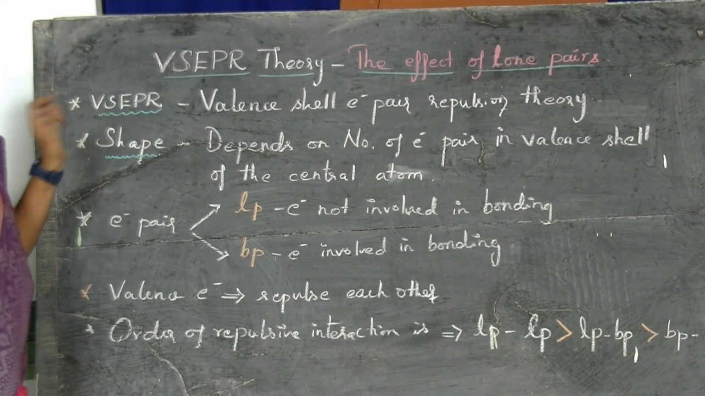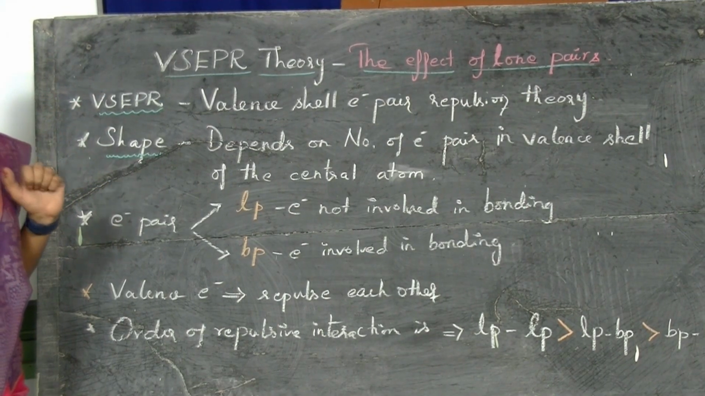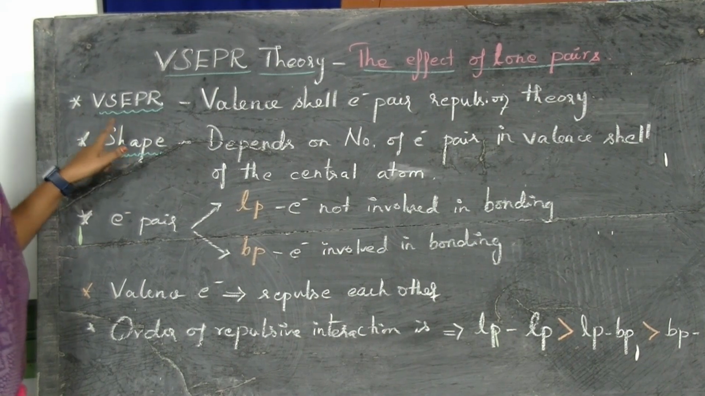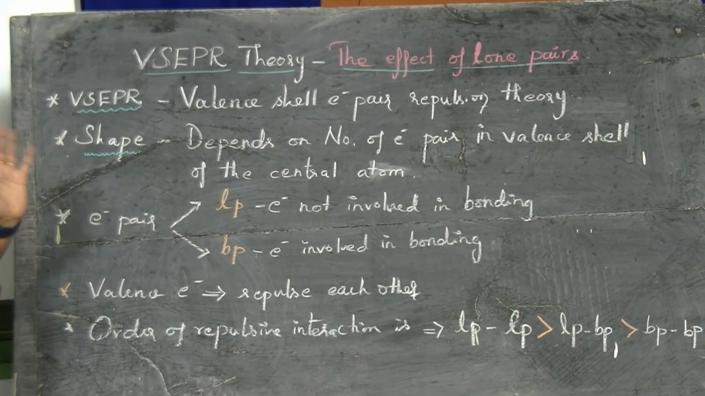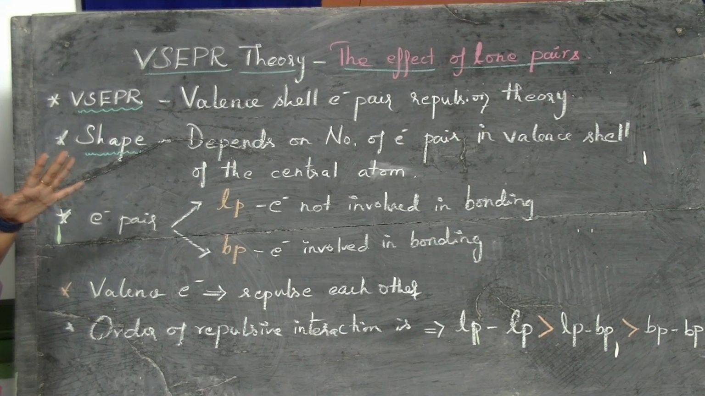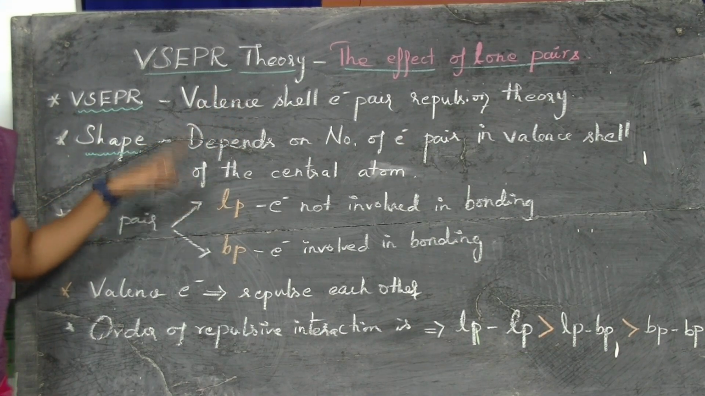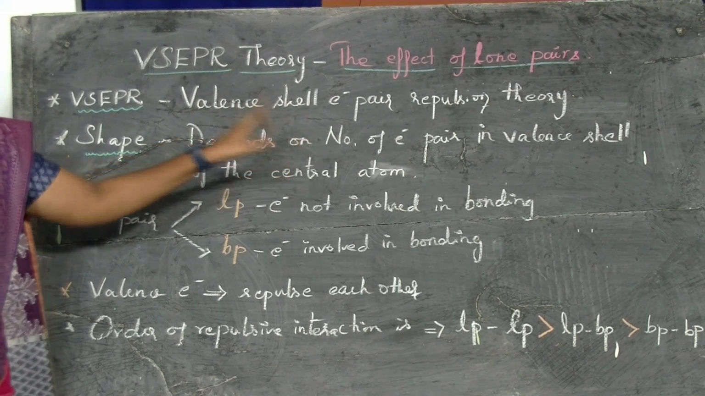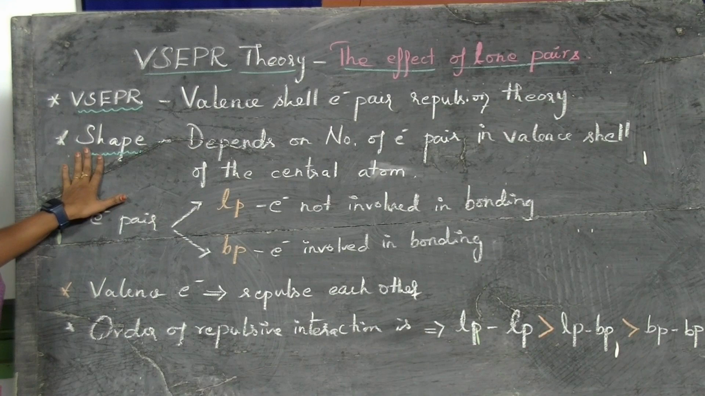By using VSEPR theory, what can we predict or identify? We can identify the shape or geometry of a molecule. How can we predict the shape of a molecule? It depends upon the number of electron pairs present in the valence shell of the central atom. Only then can we predict the shape of a molecule.